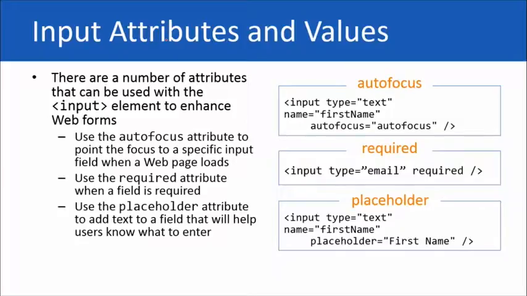Required is going to make sure that people enter it. So when they go to submit a form, they're going to get a little pop-up box that says, hey, you have to enter something here. We'll see what that looks like in just a little bit. And then finally, a placeholder. A placeholder is pretty cool because you can insert what I call dummy text, so that users know what they should be entering and where they should be entering it.